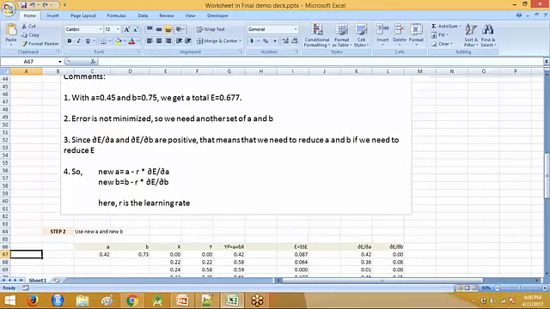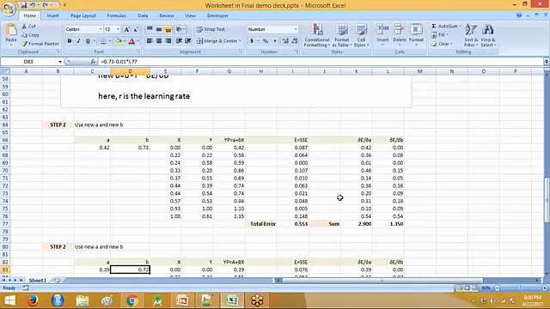Now we have come up with new values of A and B. And now you will notice the error reduced from 0.677 to 0.553. Now that the error has reduced, we would do the same drill again, which means we will look at what is the error when we change A by a little bit and what is the error when we change B by a little bit. And these are the values that we would have gotten.